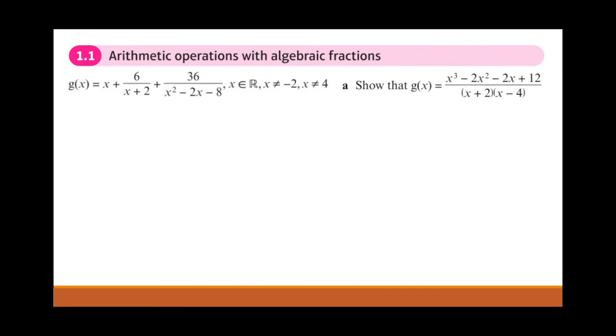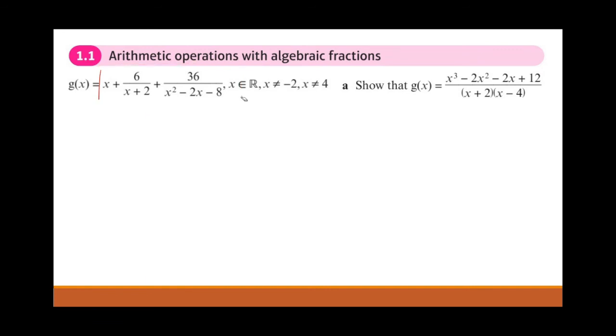Now let's apply what we have learned to this exam type question. Here it says the function g(x) is equal to x plus 6 over x plus 2 plus 36 over x squared minus 2x minus 8, and we need to show that it can be written in this form, single fraction, x cubed minus 2x squared minus 2x plus 12 over (x plus 2)(x minus 4). So we need to simplify these three terms to get that single fraction, right?